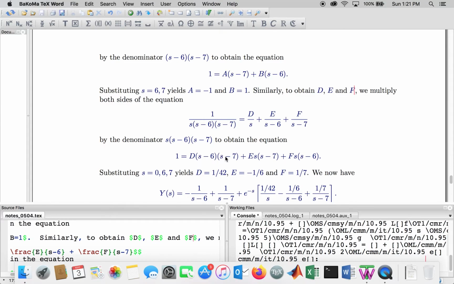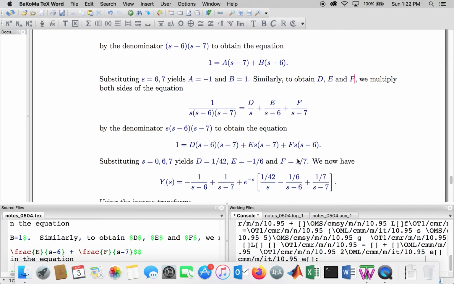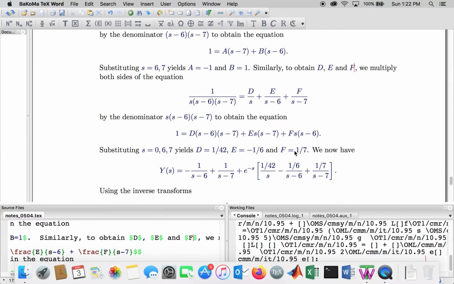So a plus 42, so d is 1 over 42. And then similarly, substituting s equals 6 or 7 will make 2 out of the 3 terms disappear and lets you relatively easily solve for whatever constant is left. So substituting s equals 6 lets you get e. Substituting s equals 7 will cause these 2 terms to go away and lets you solve for f. Just watch your signs when you're substituting here. A lot of mistakes are made at this point.